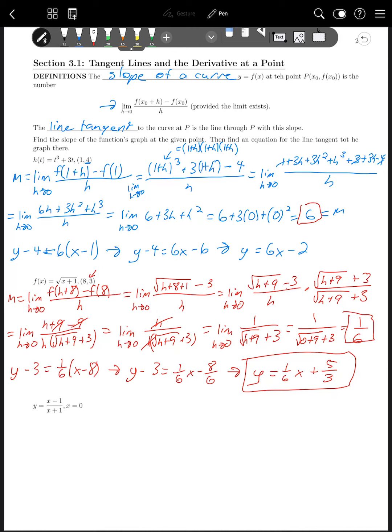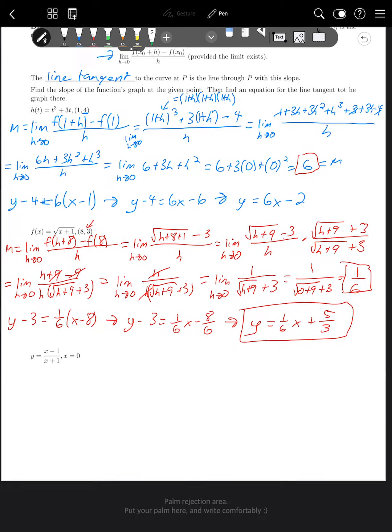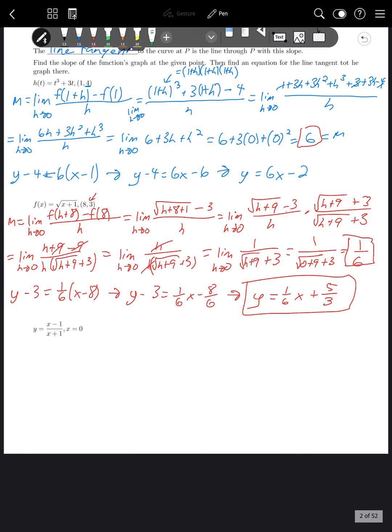Okay, so that's the idea. Now, in the last one here, it's going to be very similar to the two we just did, but one thing you should notice that is slightly different is they didn't give us an ordered pair. Instead of that, they just told us what x was. So we're going to set it up exactly the same way, but one step is going to change.